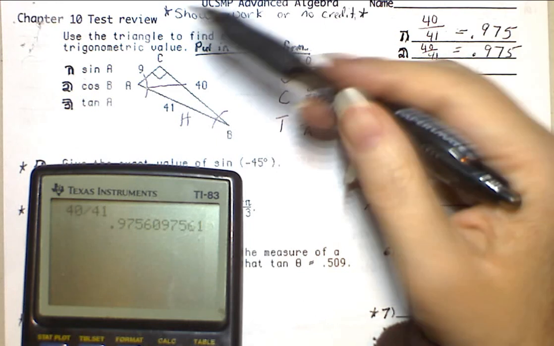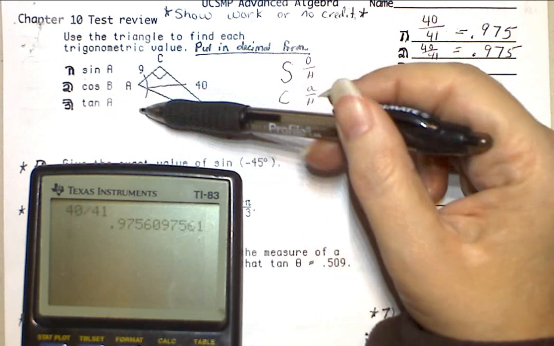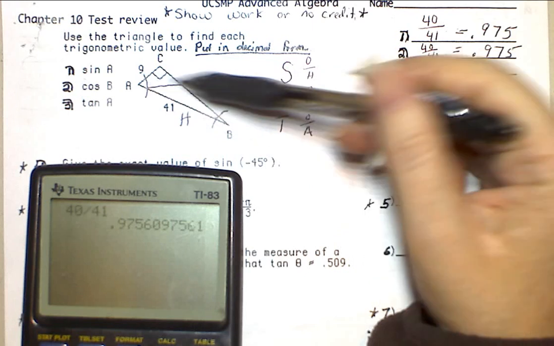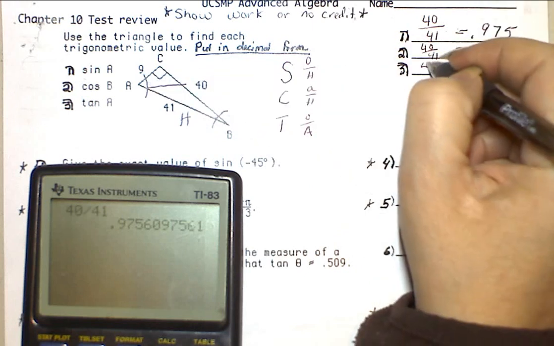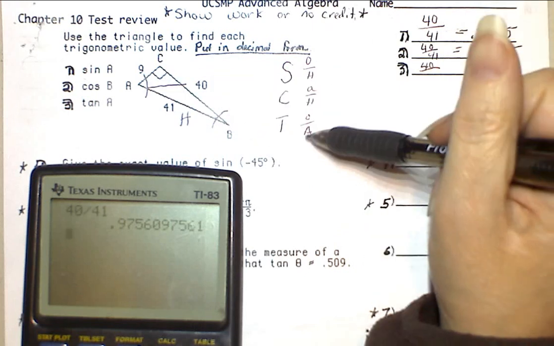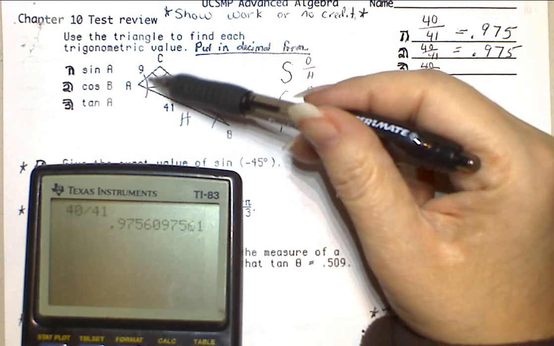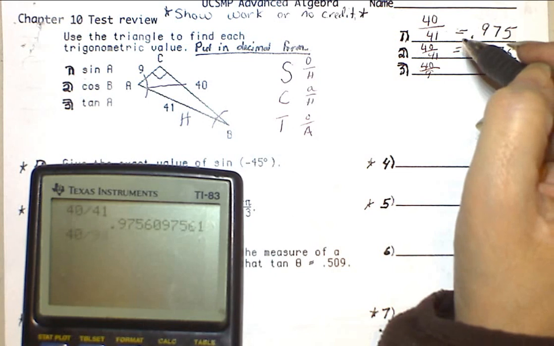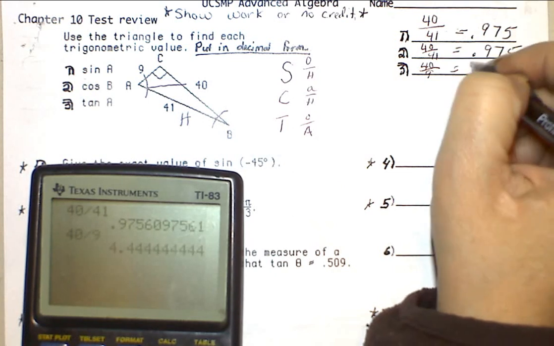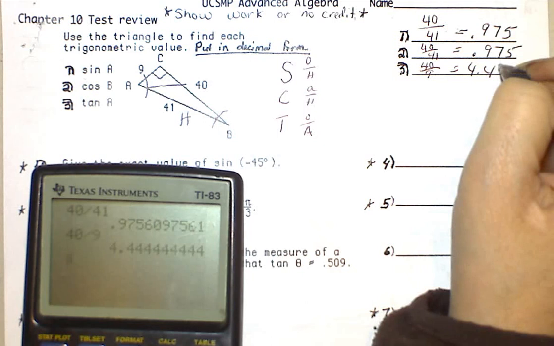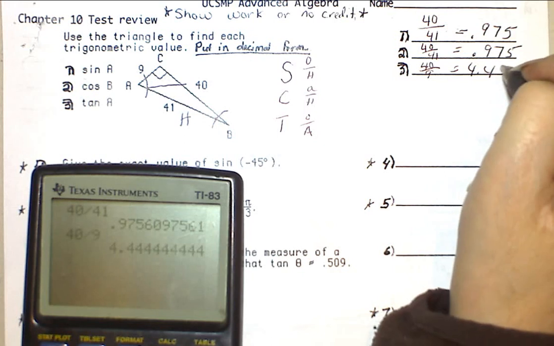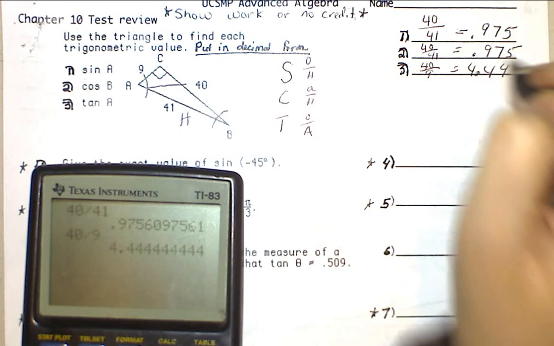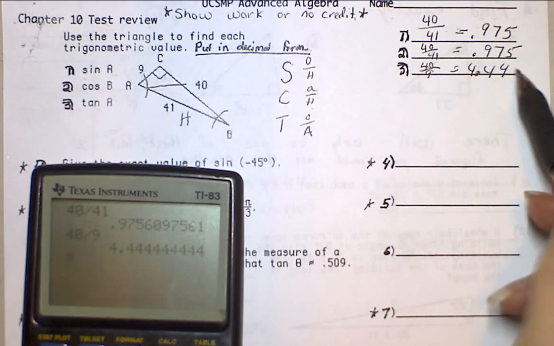And then it asks me to do the tangent of A. So here's A, and we have opposite, which is 40, over my adjacent, which is 9. So I go 40 divided by 9, and that is 4.4. And that's fine because tangent outcomes can be any real number.